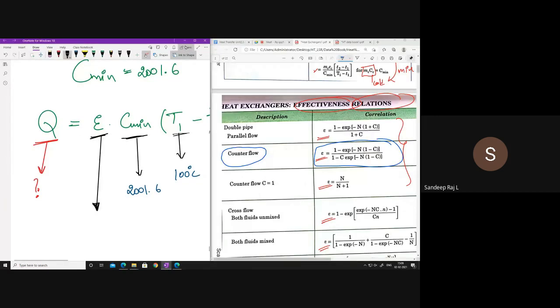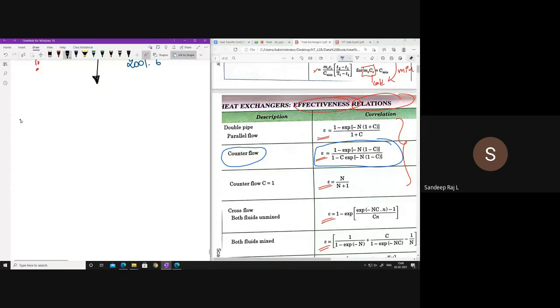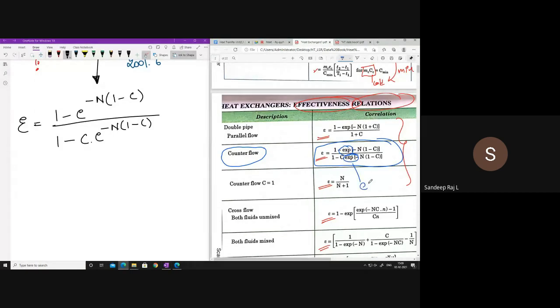Let me write the effectiveness formula here. Effectiveness is equal to 1 minus exp, meaning e power, minus NTU into (1 minus c), divided by 1 minus c into e power minus NTU into (1 minus c). Is this formula okay for you? Simply here in place of e, I have put exp. Exp means it is e power. That's what we have to put.